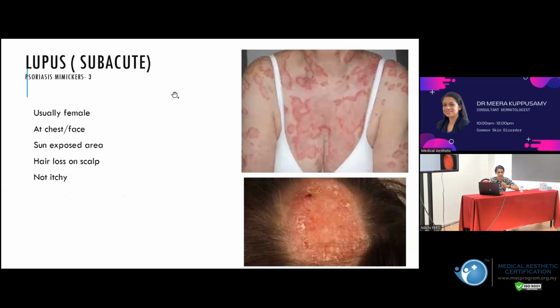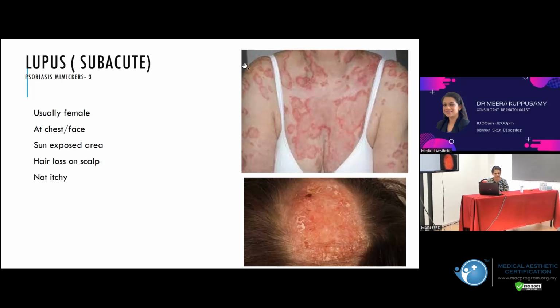Another thing that can mimic psoriasis is lupus, okay? Cutaneous lupus. In cutaneous lupus, there's acute, subacute, and chronic, all right? So acute is malar rash. Subacute looks like this picture at the top here, which can look a bit like fungus, a bit like psoriasis, all right? So it's like patches and plaques with central clearing actually. And most of the time it is female.